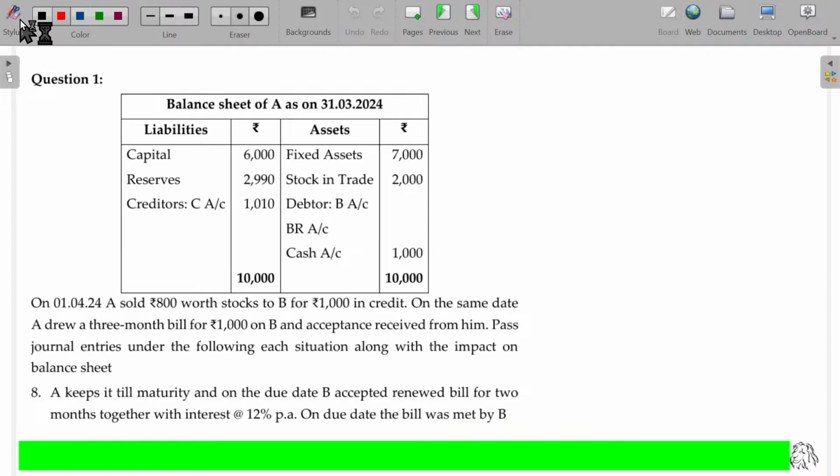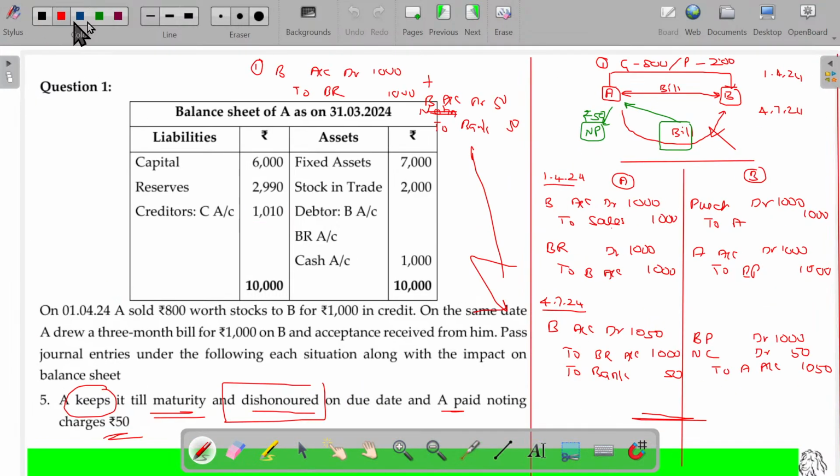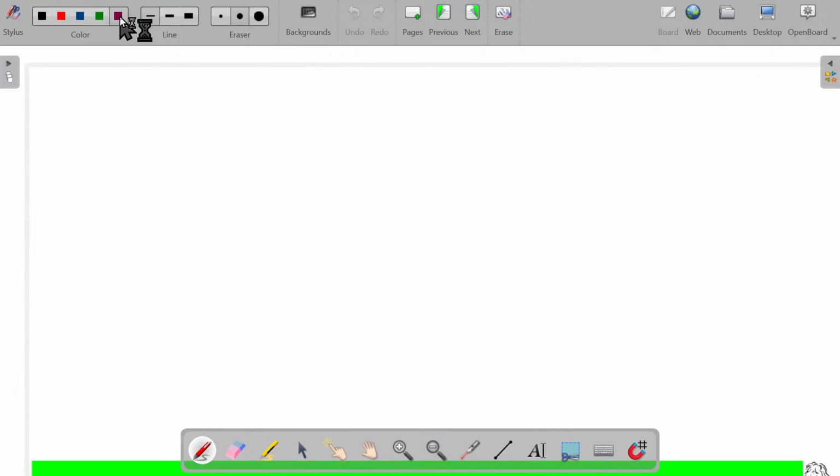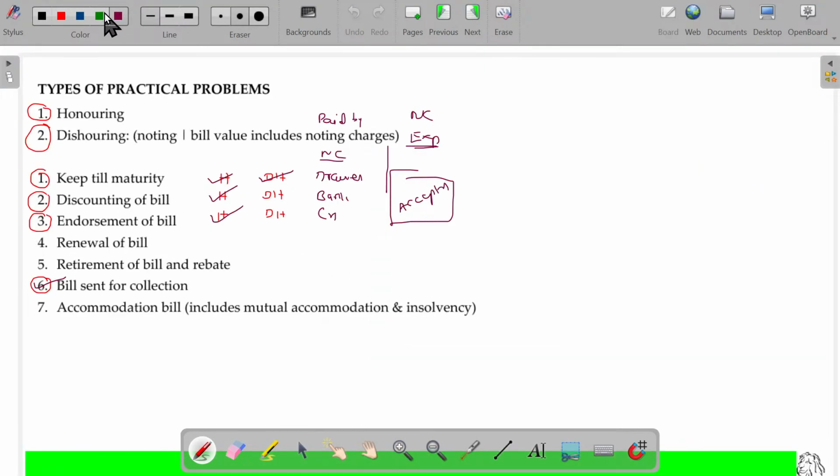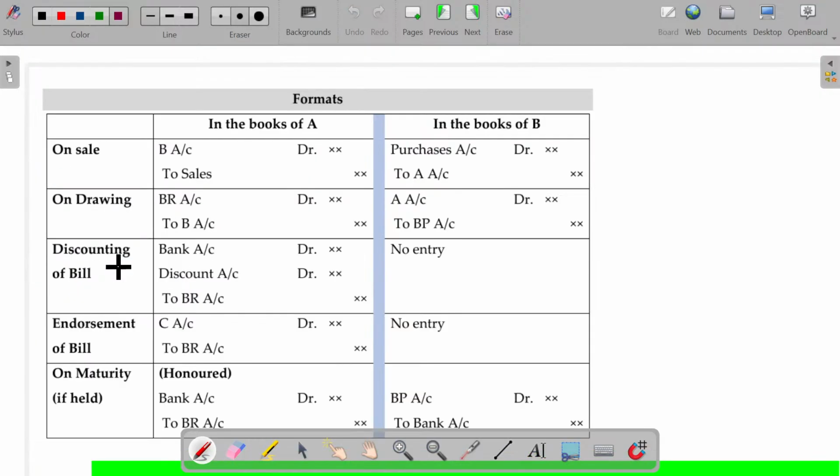Eighth one. So up to now we have completed majority aspects. Dishonoring of a bill is over, in case of discounting, endorsing, or keeping it till maturity. All the three are over. Bill sent for collection is also over. Now we'll be dealing with the renewal of bill as well as retirement of bill. So with that, the first block is completely over.